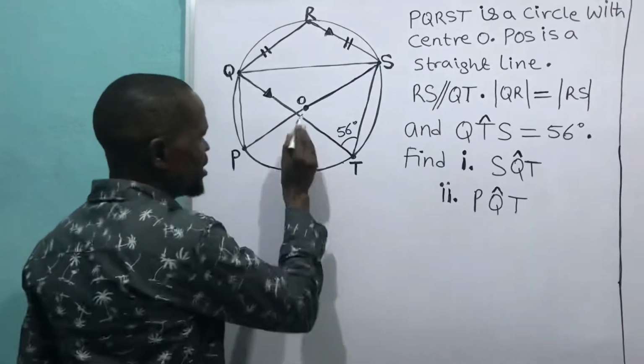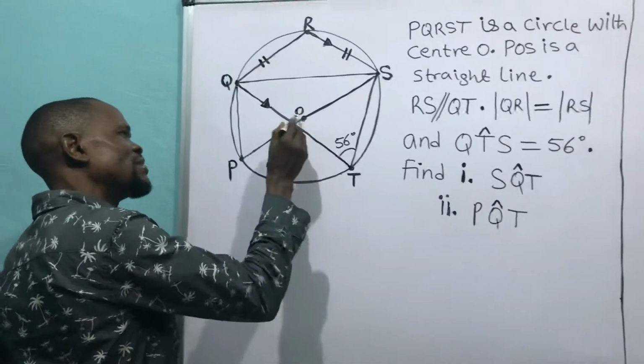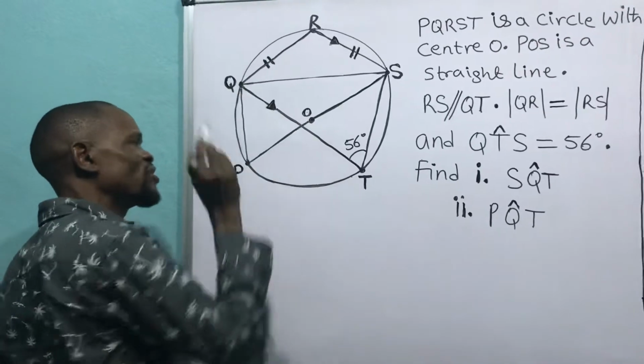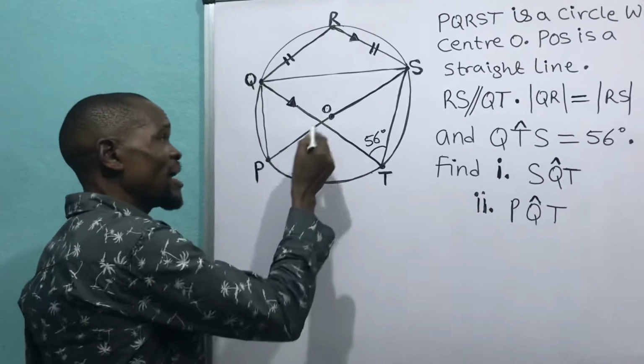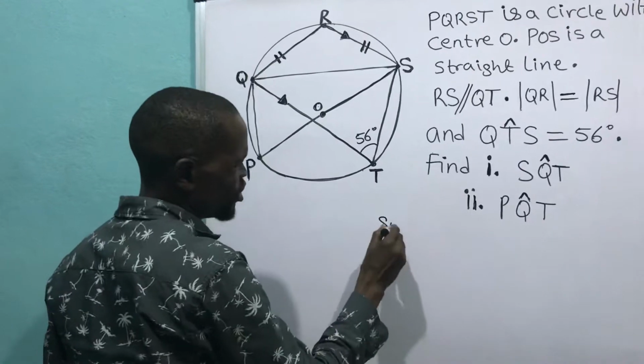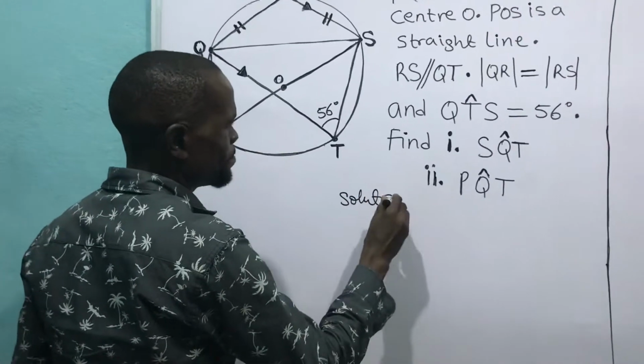Then this dot here is telling me that this line passes through the center of the circle, and the center of the circle is O. That means this line passes through the center of the circle. Let's go to the solution immediately. That's why we are here.